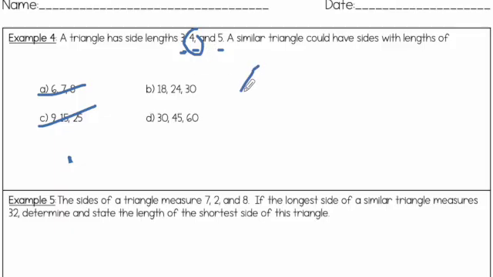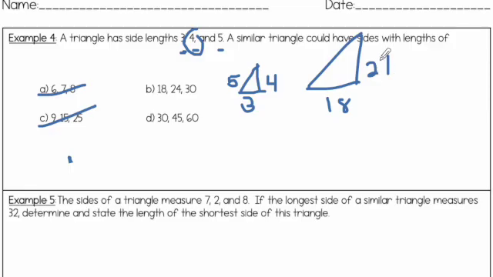So if we had a 3, 4, 5 triangle, okay, that actually should be a right triangle, but I didn't really draw it that well. 3, 4, 5 and a similar triangle, right? Got bigger by a scale factor of 6. We would have 18, 24, and 30. So your answer is B.